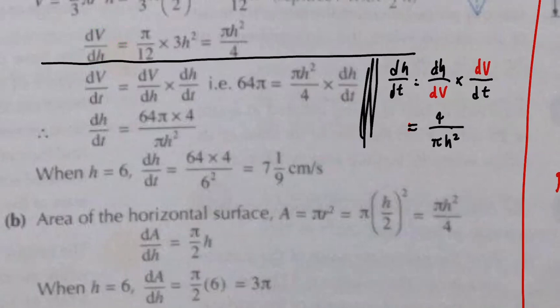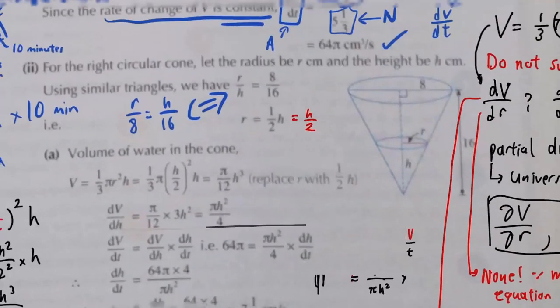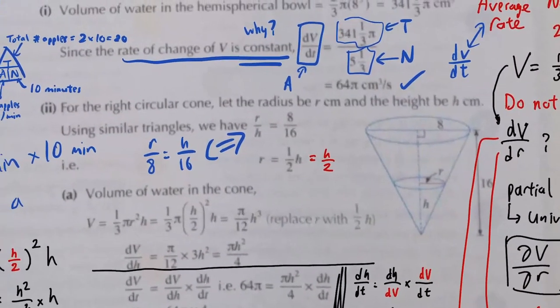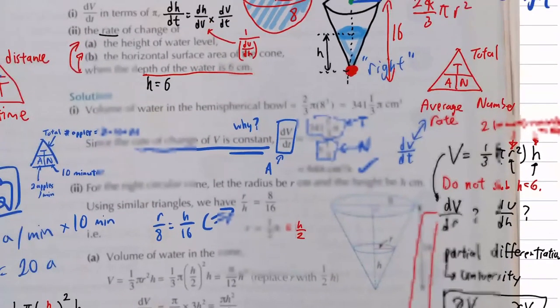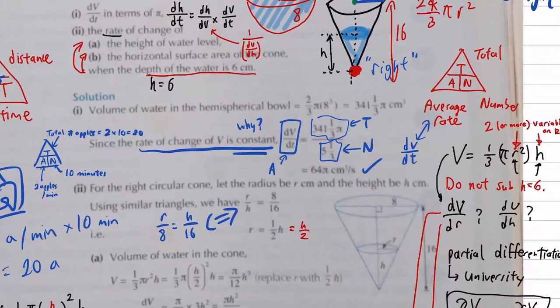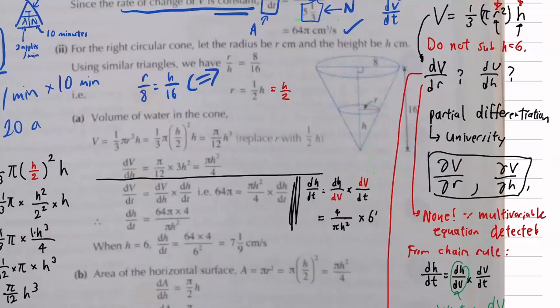Is it clear to you? I just flip it upside down. V on top, h below. Now h on top, v below. Just flip it. 4 over pi h squared, then times dV by dt. Oh wait, dV by dt I remember from before. Let me just see again. dV by dt was 64 pi, right? From part 1. So I just sub in 64 pi.